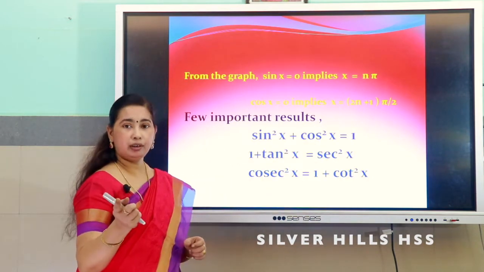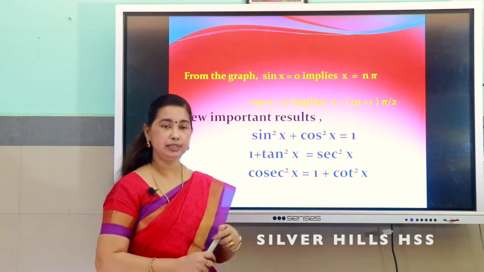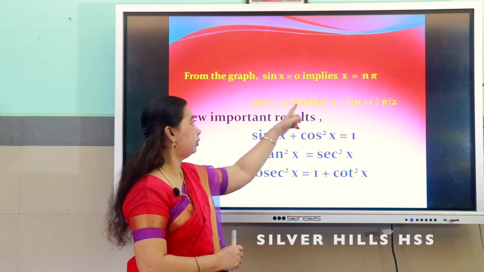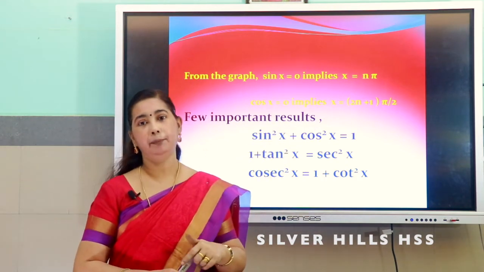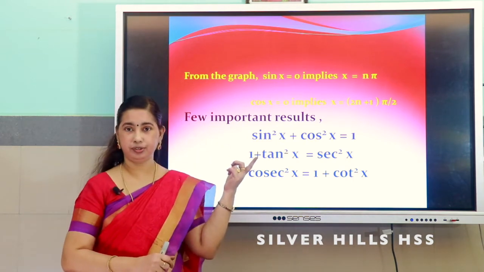So, from the graph we saw that sin x equal to 0 implies x is equal to n pi, and cos x equal to 0 implies x is equal to (2n plus 1) into pi by 2. So, these two are the results which we got from the graph.